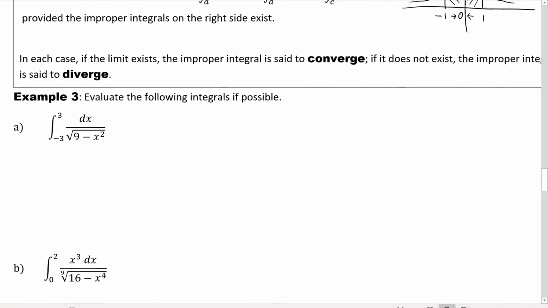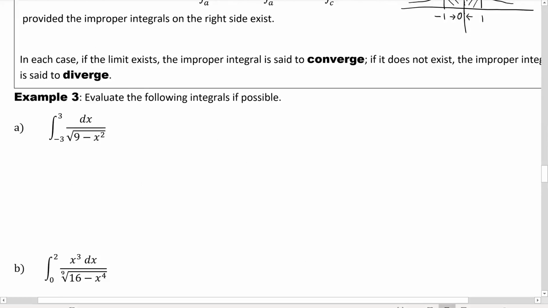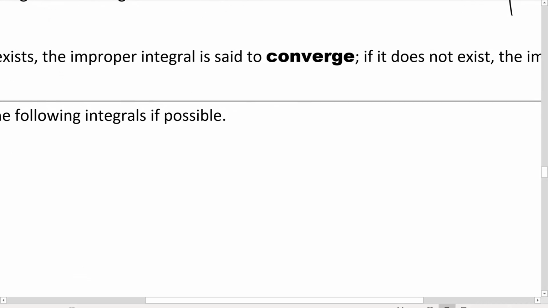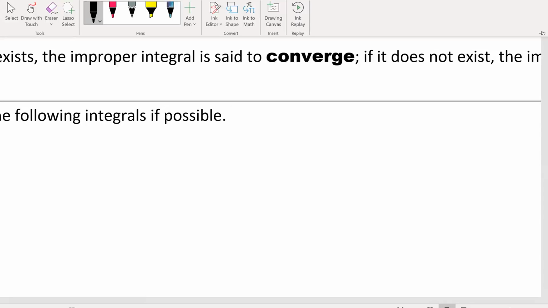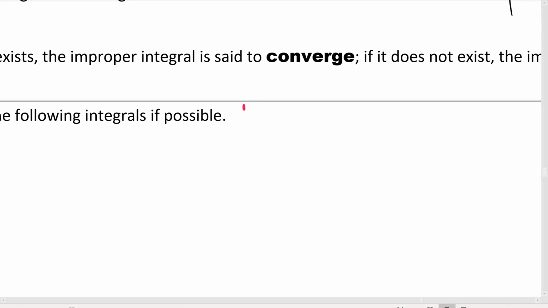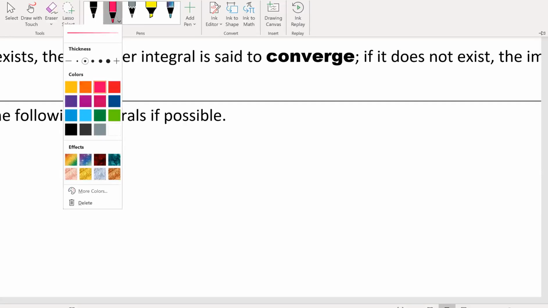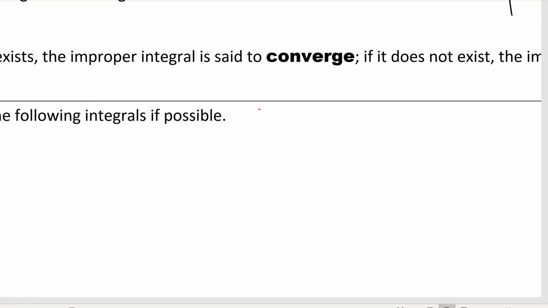Okay, so let's look at this one. First of all, it's good to figure out which one is the improper value. So for this example, do you remember what the domains are? There are three types of functions with restricted domains.